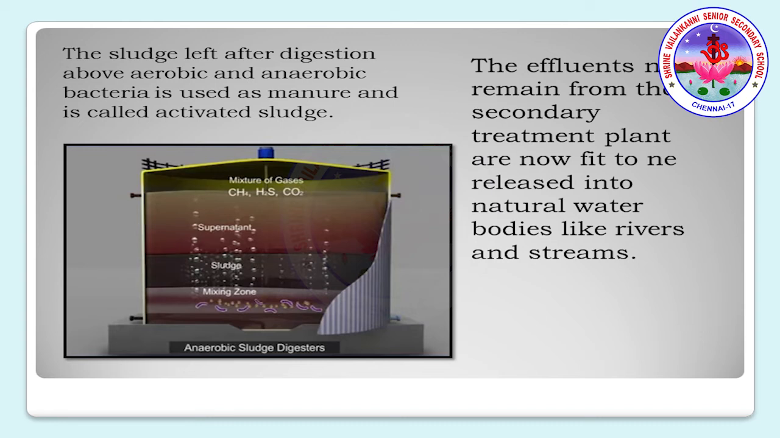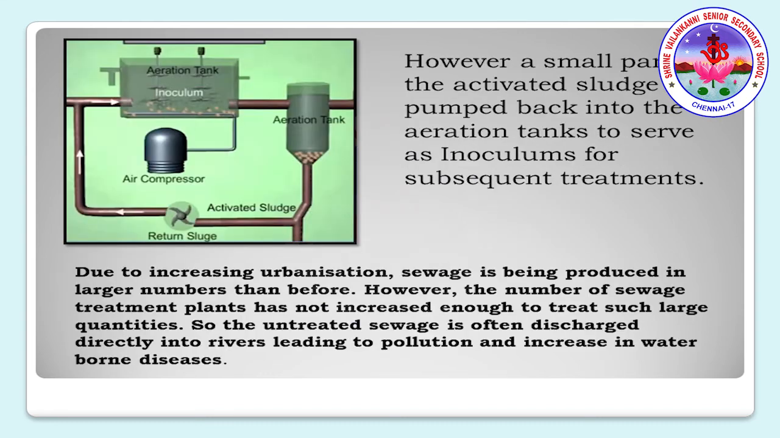So this will be the final part of the secondary treatment, where the effluent remaining from the secondary treatment plants is now fit to be released into natural water bodies like rivers and streams. However, a small part of the activated sludge is pumped back into the aeration tank to serve as inoculum for subsequent treatment.